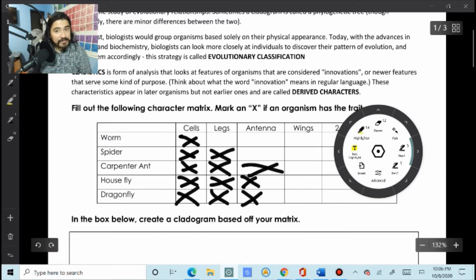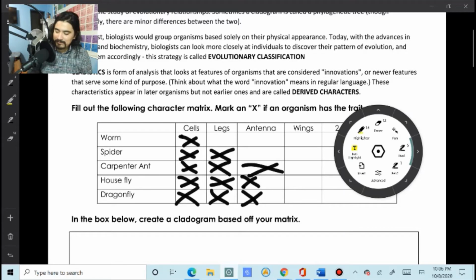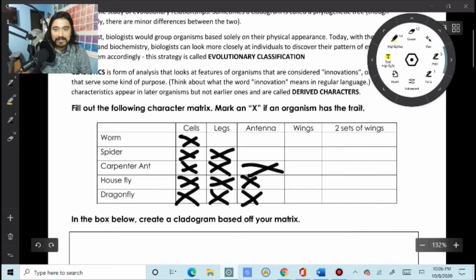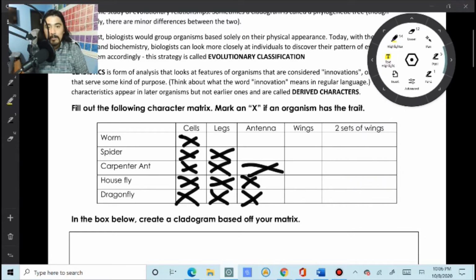So I'm starting to see a pattern here. Are you able to see a pattern? We'll see for this next one if you can understand the pattern a lot better. Wings. Now we're going to focus on wings. Do worms have wings? Pause. No, worms do not have wings. A spider. Do spiders have wings? Pause. Nope, spiders do not have wings.